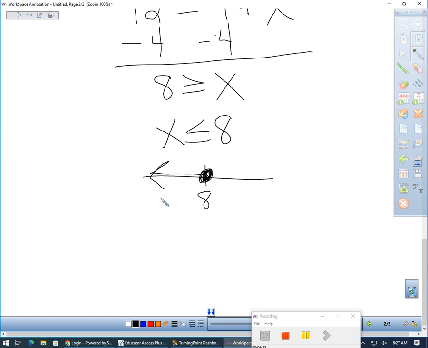And then our interval notation starts at that arrow, which is starting at negative infinity. Goes all the way to 8. Because it's a closed dot, we get a bracket. Okay, so this part right here where you have to flip it so that your x is on the left, this part right here is really, really important.